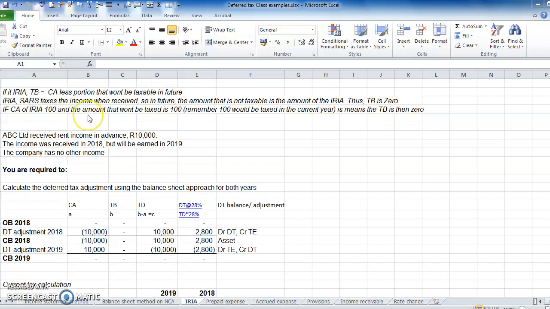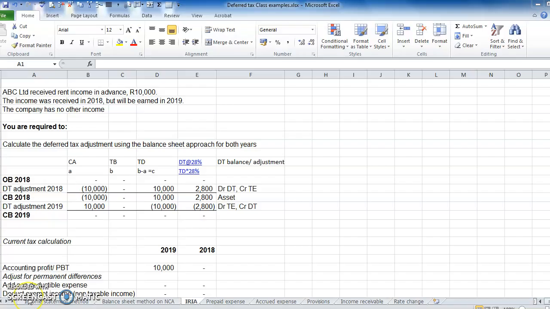I wrote a little example over here. If the carrying amount of income received in advance is 100 and the amount that won't be taxed is 100, because remember the 100 will be taxed in the current year, it means then that the tax base is 0. So let's look at an example quickly.